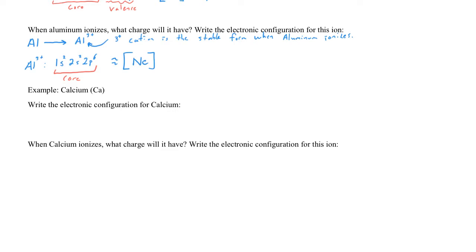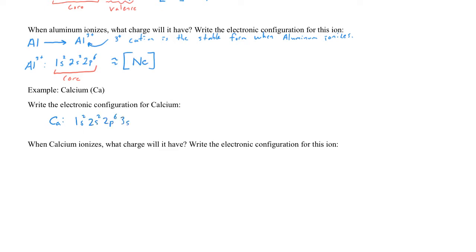Let's take a look at another example. Let's look at calcium. So what I want you to do first is write out the electronic configuration for a neutral calcium atom, and then we're going to go through and look at what happens when it ionizes. Let's look at the charge that it should have, which is +2, and let's write out the configuration for that as well.